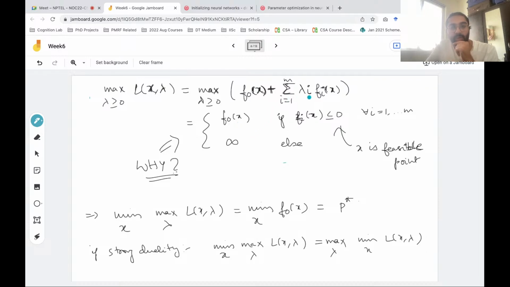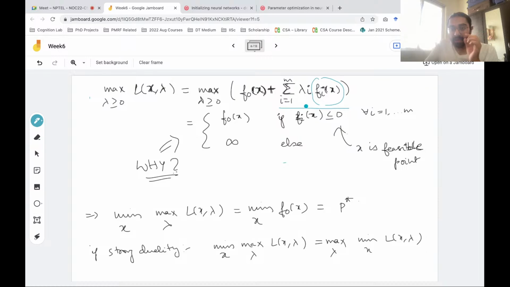Correct. Because what I can do here is, when lambda is positive, since all of these values are negative, what will happen? I'm multiplying positive with negative, I get a negative value. This all is negative. So when I'm trying to maximize with respect to lambda, I can take this lambda any high, any low, whatever. I can never cross f naught of x, right? For feasible points. Yeah, that is important. For feasible points, I will never be able to cross f naught of x because this will always be negative.